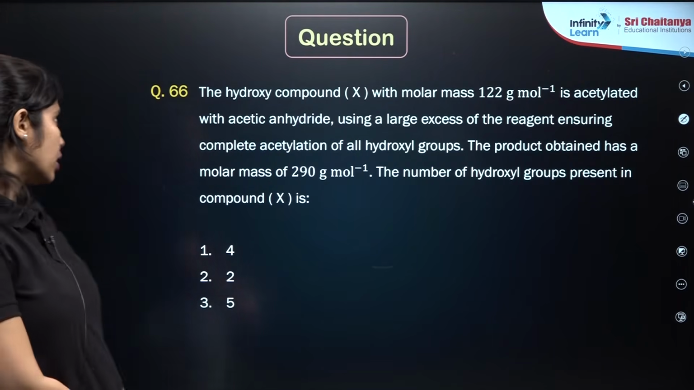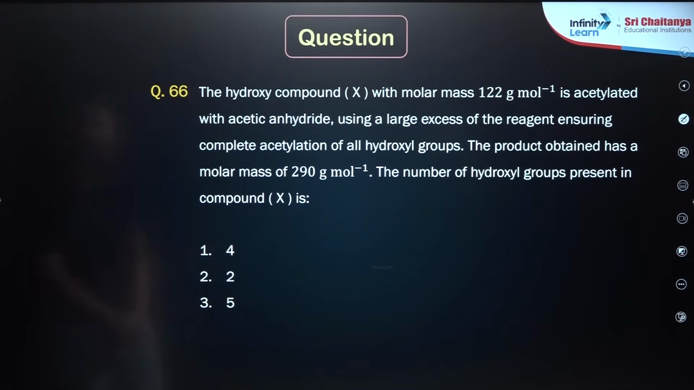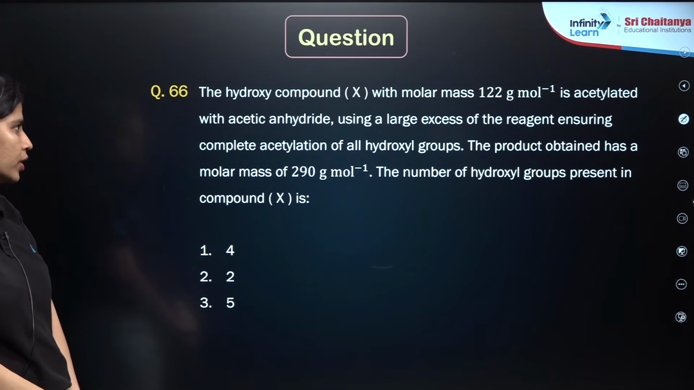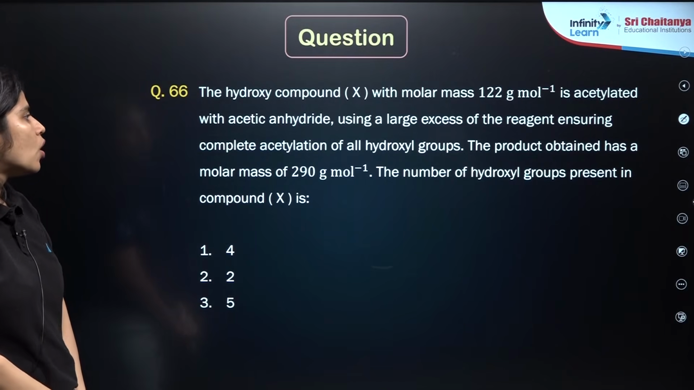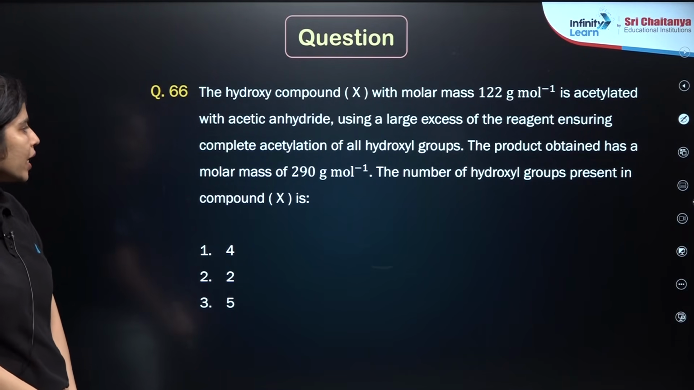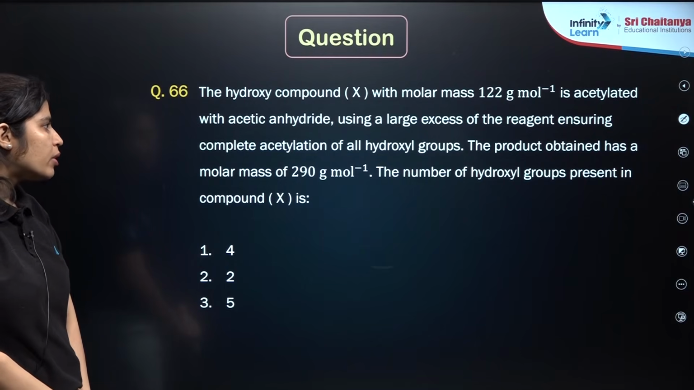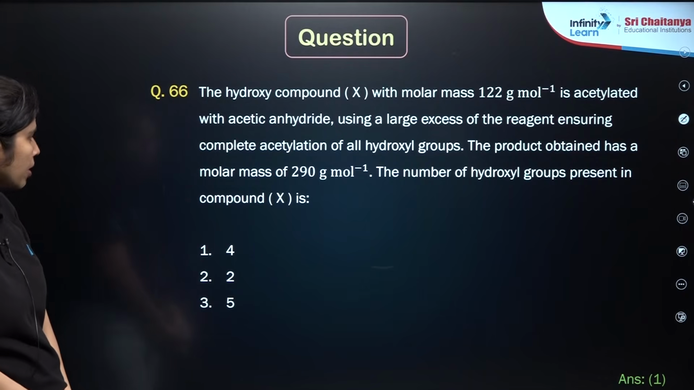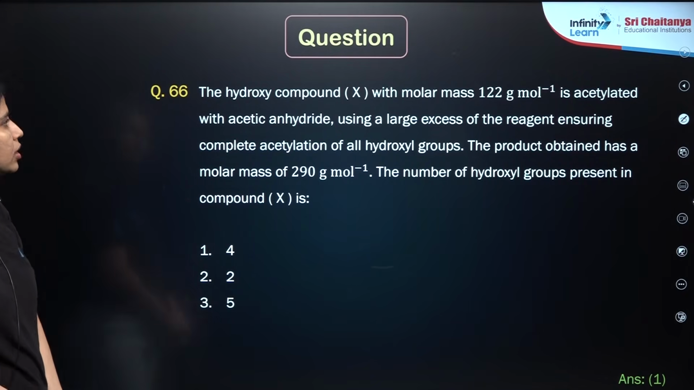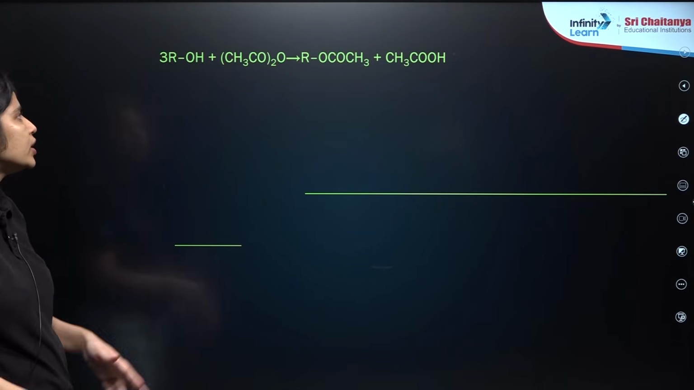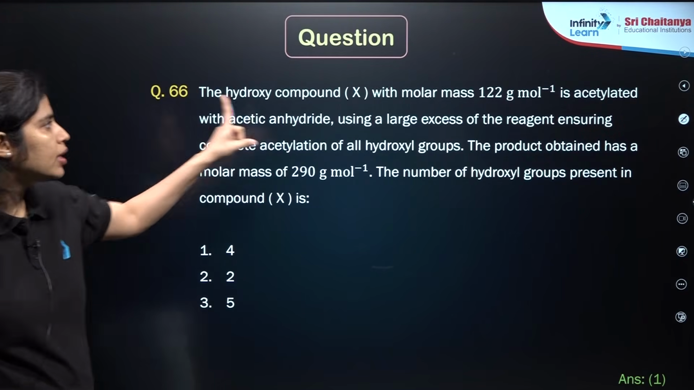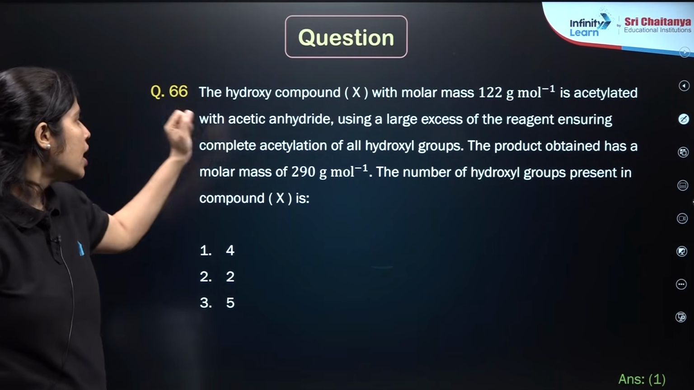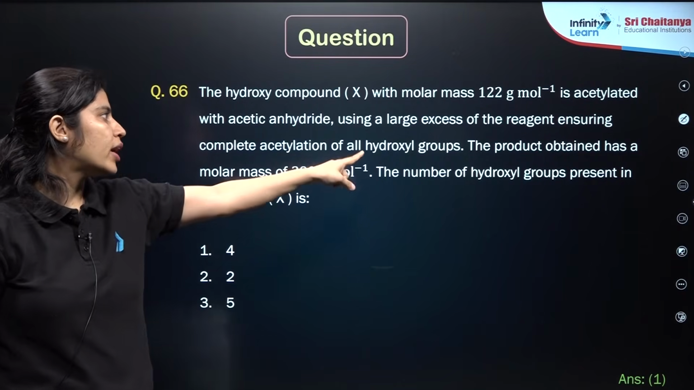Question number 66. A hydroxy compound with molecular mass 122 gram per mole is acetylated with acetic anhydride using a large excess of reagent, ensuring complete acetylation of all hydroxyl groups. The product obtained has a molecular mass of 290. The number of hydroxyl groups present in compound A is how many? I think one option is missing, but nevertheless, that wouldn't have been the right answer. Let's see how we are going to write it down. First of all, what they have given: a hydroxyl compound with this molecular mass is acetylated with acetic anhydride using a large excess of reagent, ensuring complete acetylation of hydroxyl groups.